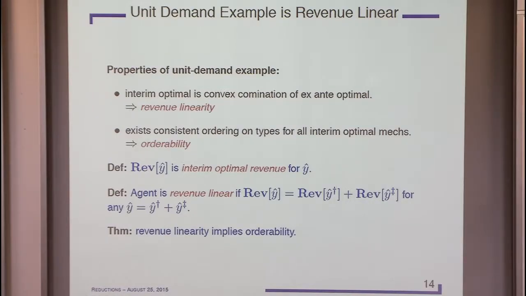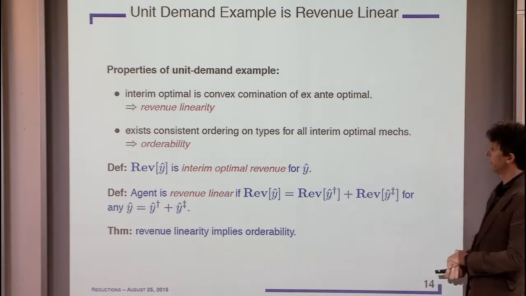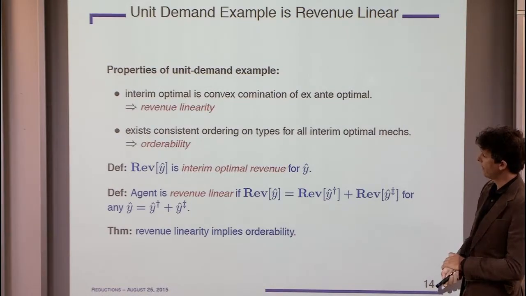Okay, and this is not a coincidence for the uniform case. It's actually a fact. For every revenue linear case, revenue linearity implies orderability. So you'll always get this convenient ordering property if you have revenue linearity. And the converse? No. And the converse, let's see. Let me not say anything right now.